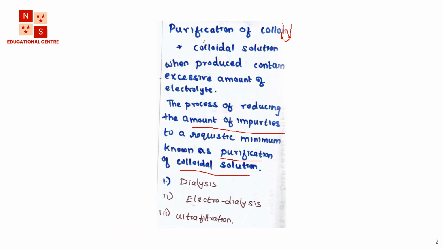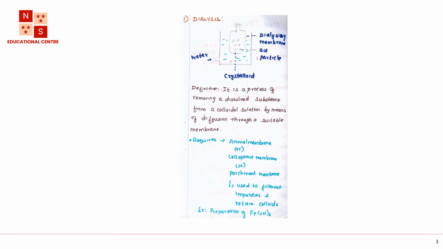So how can we reduce the amount of impurities? By dialysis. There are three processes of purification: dialysis, electrodialysis, and ultrafiltration. If you take dialysis, there is a diagram. If purification is asked, it may come as a 3-mark question. So first we will go for dialysis.